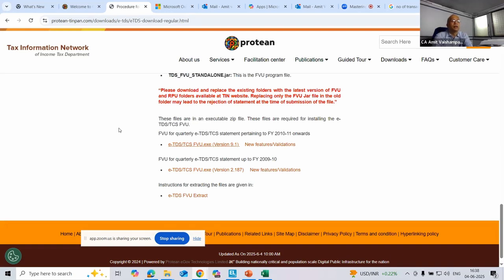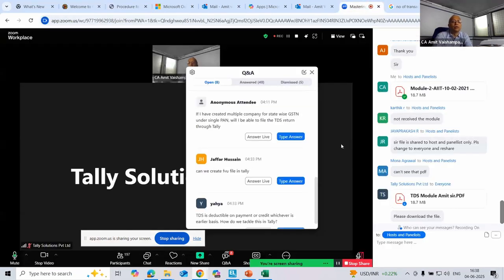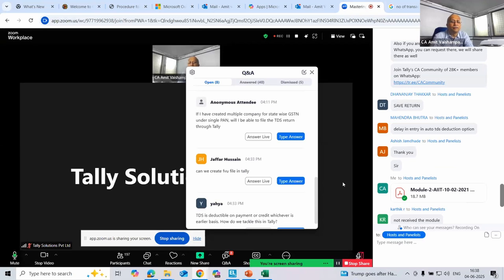It is by the TRACES department. It is the department's prerogative to give that file. It is not under the control of Tally, I believe. So I don't think it will be a logical thing to create the FVU file in Tally, because it will keep updating. It has various versions. TDS is deductible on payment or credit, whichever is earlier. I answered this question.